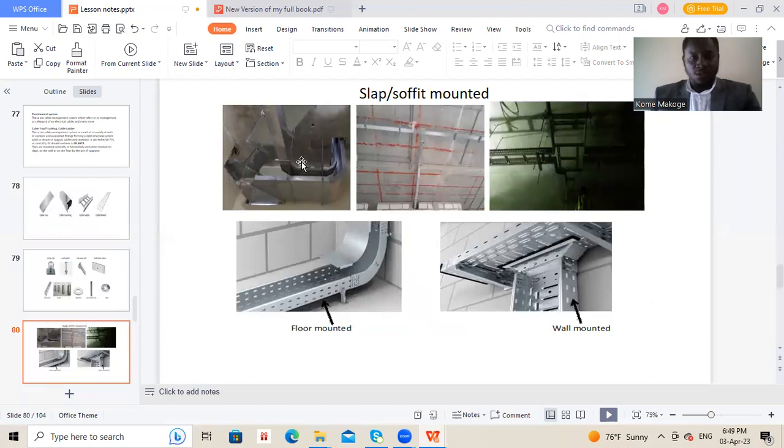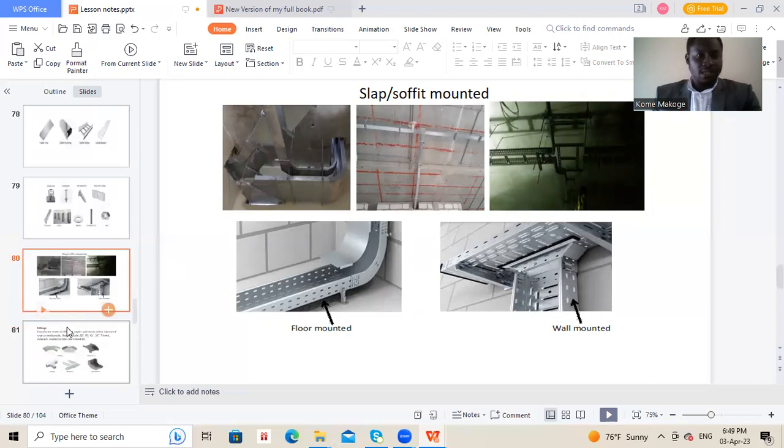We'll move to the next slide, which is a picture of a cable tray which is mounted on a soffit or on a slab. We have a cable tray trunking which is mounted on the soffit as well, and then we have the cable ladder which is mounted on the soffit. Here we have cable trays which are mounted on the floor as well as on the wall.